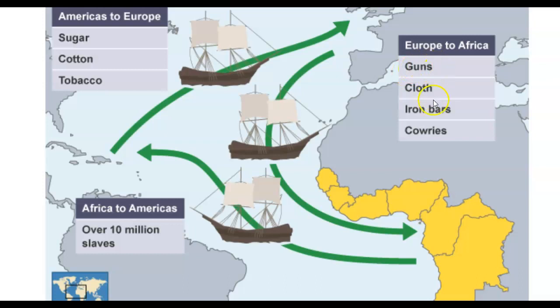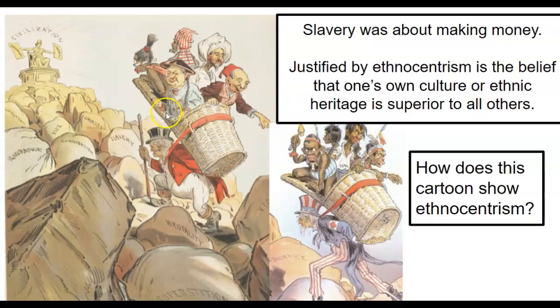So you're going to see guns, cloth, iron bars, all of those things coming to Africa because there is this need. Hey, we want these things. And then people being exported out. So this is really a negative effect of globalization, people's hunger for these things, which will drive slavery. Now, another key term you're going to learn about is ethnocentrism.